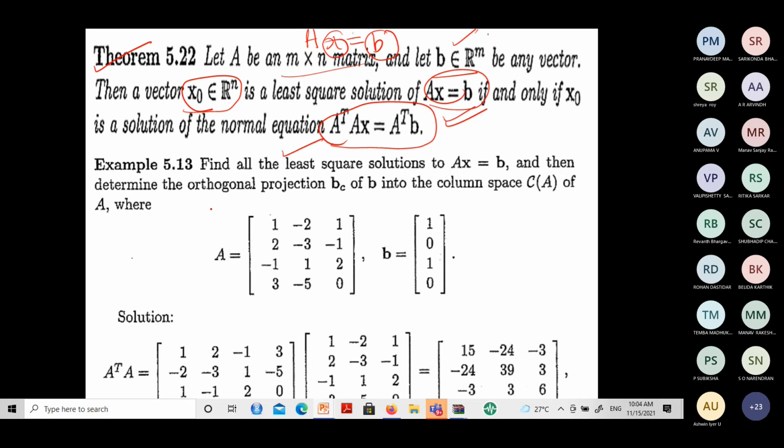Please take down this question. Find all the least square solutions to this question, and determine the orthogonal projection. I'll tell you that later. You do this first. Take down this question till here.